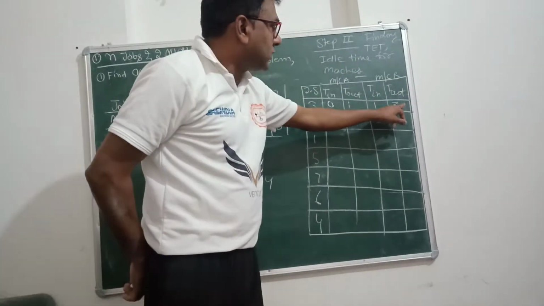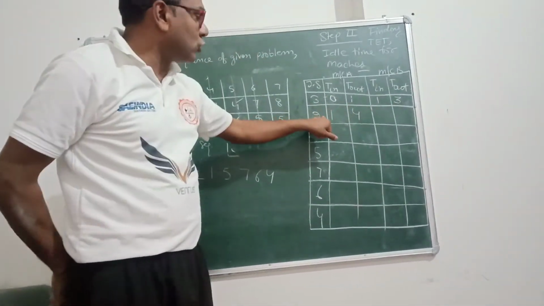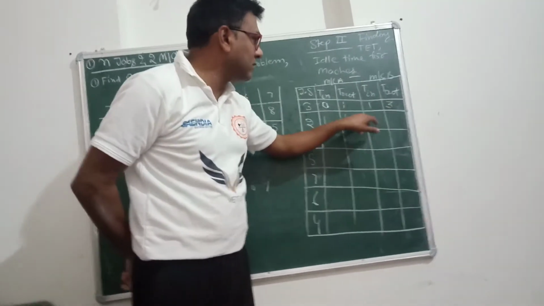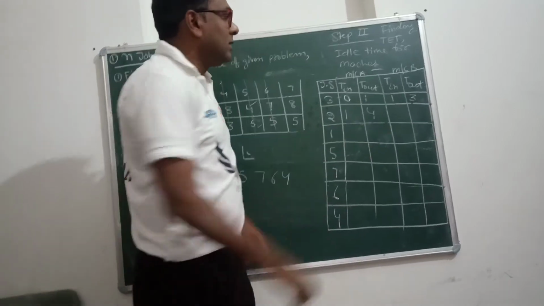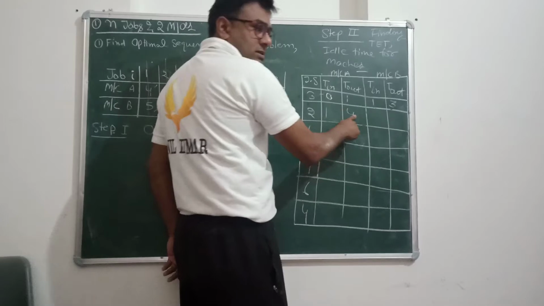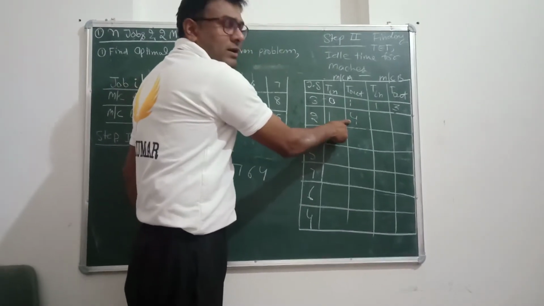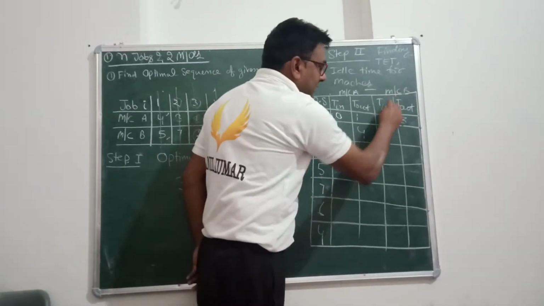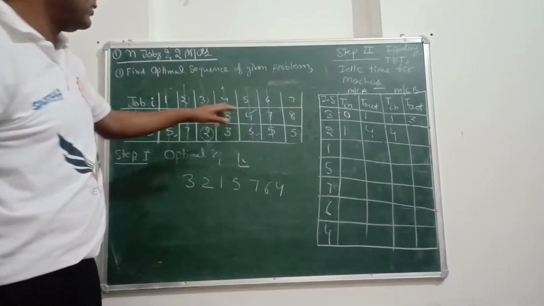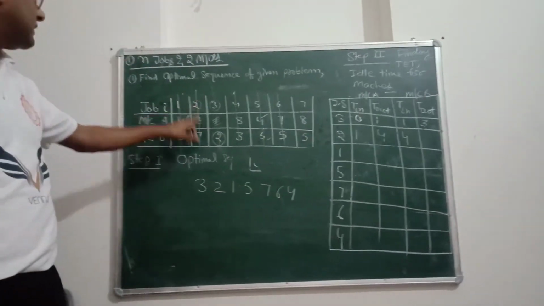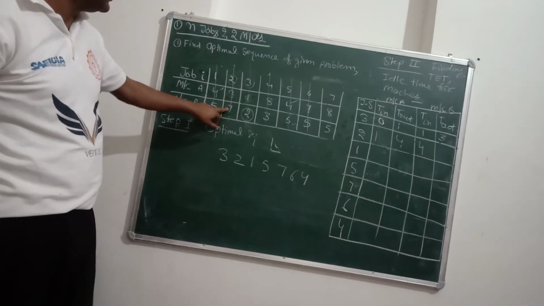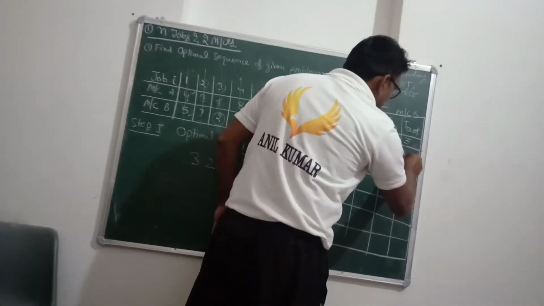Now the out time for machine B is 3 minutes, but job 2 is free from machine A at 4 minutes, so you have to choose the maximum of these two values. So machine B will perform the next task, as job 2 is free only after 4 minutes. The in time for machine B is 4 minutes, and the processing time is 7 minutes, so the total out time will be 11 minutes.